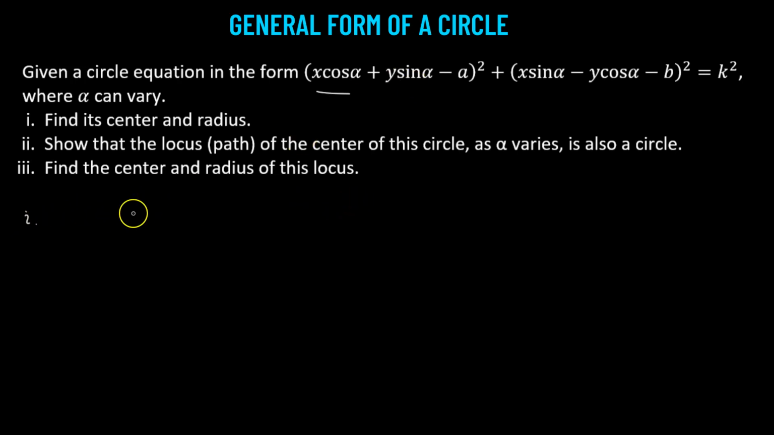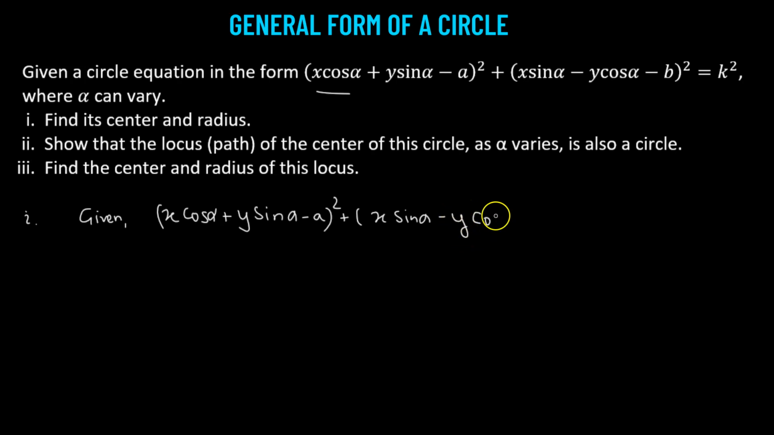In the problem, we have been given the equation of the circle: (x cosine alpha plus y sine alpha minus a) whole squared plus (x sine alpha minus y cosine alpha minus b) whole squared equals k squared. So this is the equation of the circle that is being provided to us. In the next step, we'll expand the first term as well as the second term.